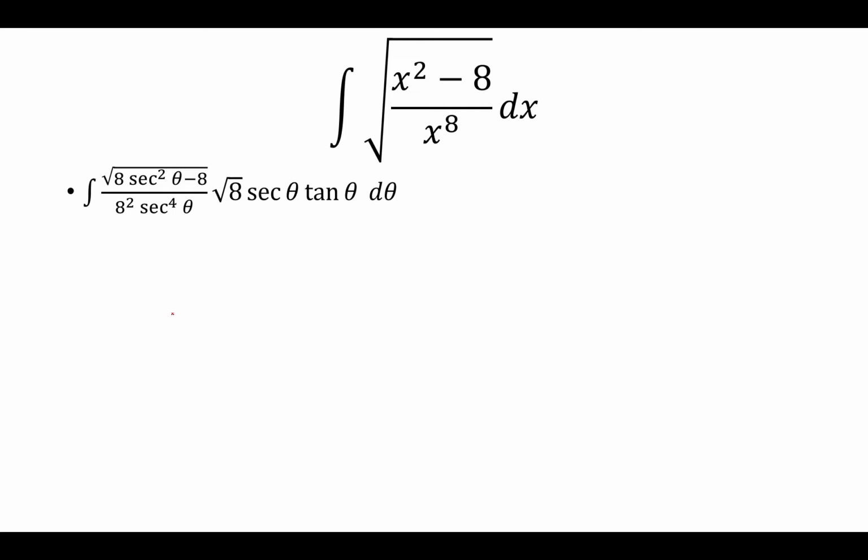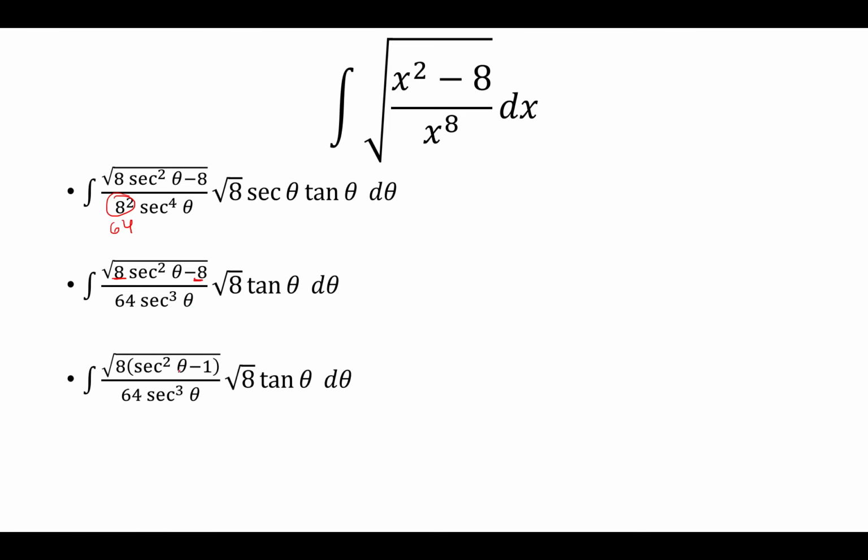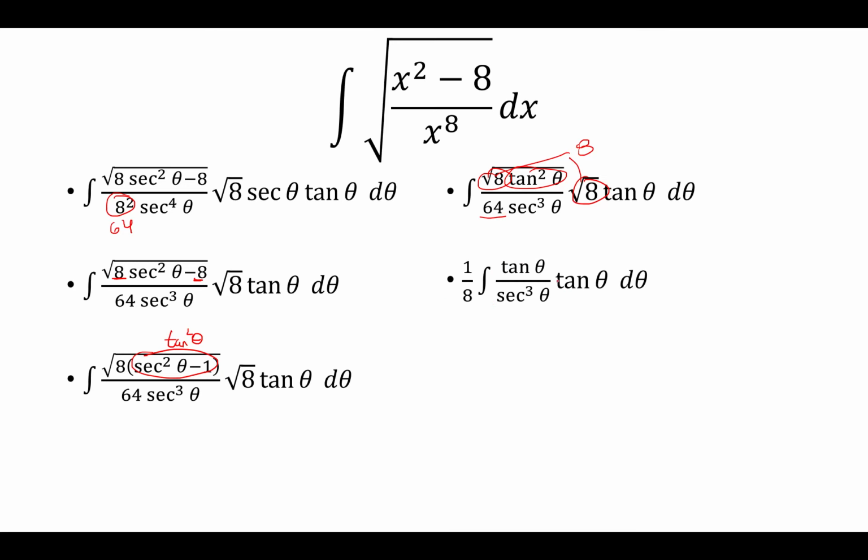So at this point, we're going to simplify this. So obviously 8 squared is going to give us 64. And then we're going to factor out the 8 over here. So we have 8 times secant squared minus 1. Now secant squared minus 1 is equal to tangent squared. And so we're going to take the square root of tangent squared, which is tangent. And then we have a square root of 8 times square root of 8. That's going to give us 8. And then divided by 64 is going to give us 1 over 8. So that's 1 over 8 times tangent over secant cubed, again, and then times tangent.